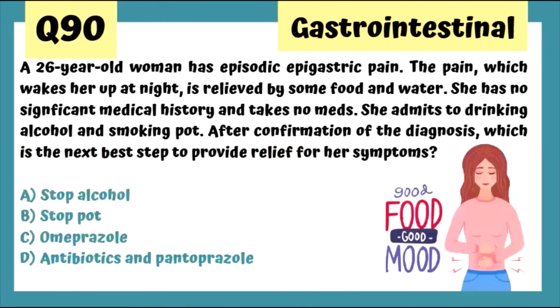Question 90. A 26-year-old woman has episodic gastric pain. The pain, which wakes her up at night, is relieved by some food and water. She has no significant medical history and takes no medication. She admits to drinking alcohol and smoking pot. After confirmation of the diagnosis, what's the best step? Stop alcohol, stop pot, omeprazole, or antibiotics and pantoprazole?